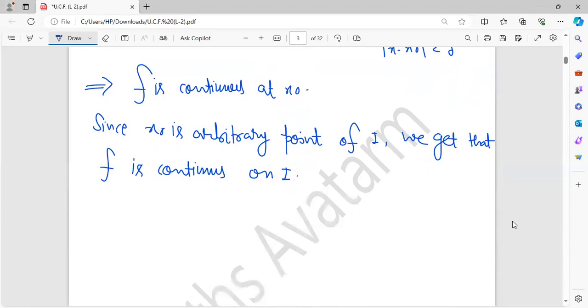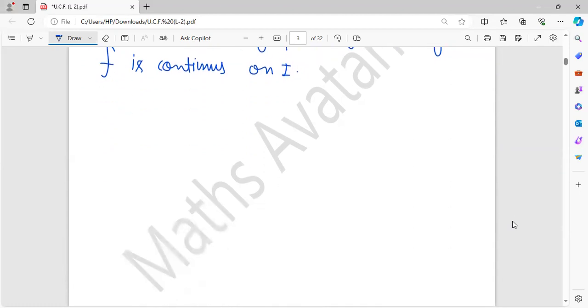So we have proved the result that if each fn is continuous and fn converges to f uniformly, then f has to be continuous. Okay. So in other words, the conclusion of this theorem, it means we can use this theorem in another way.